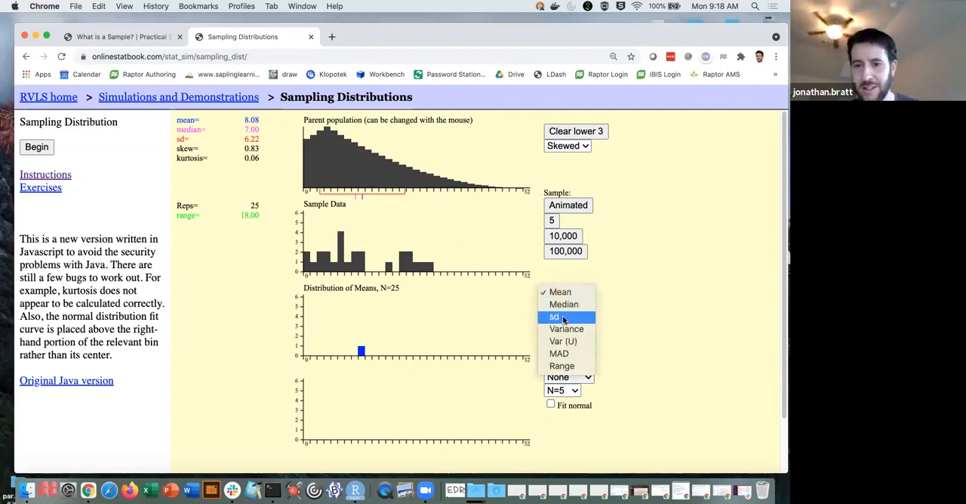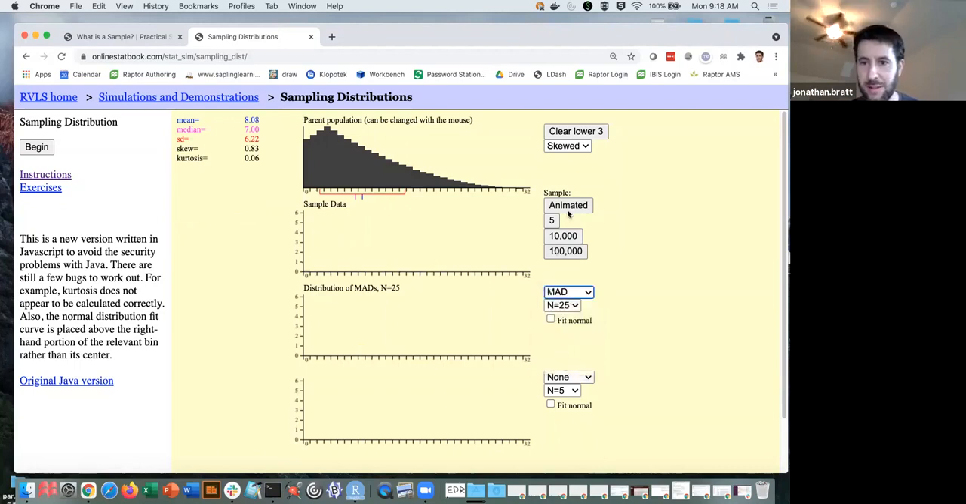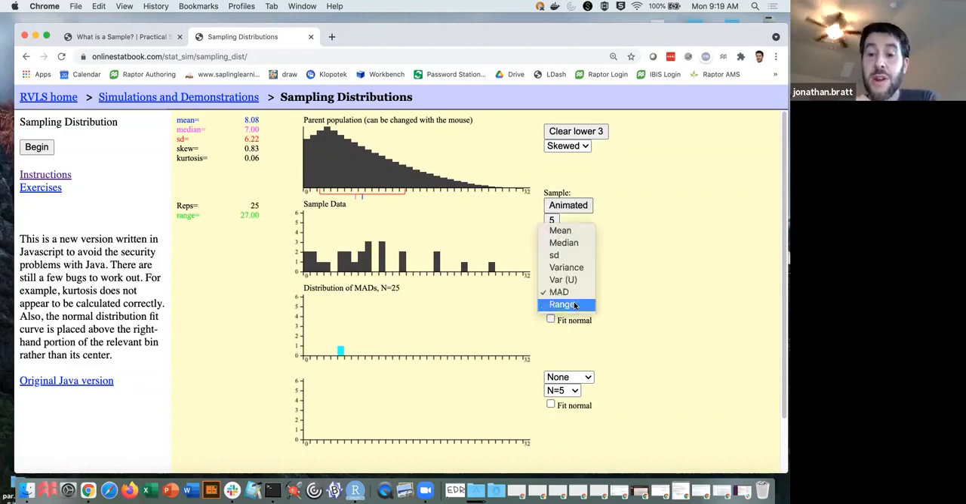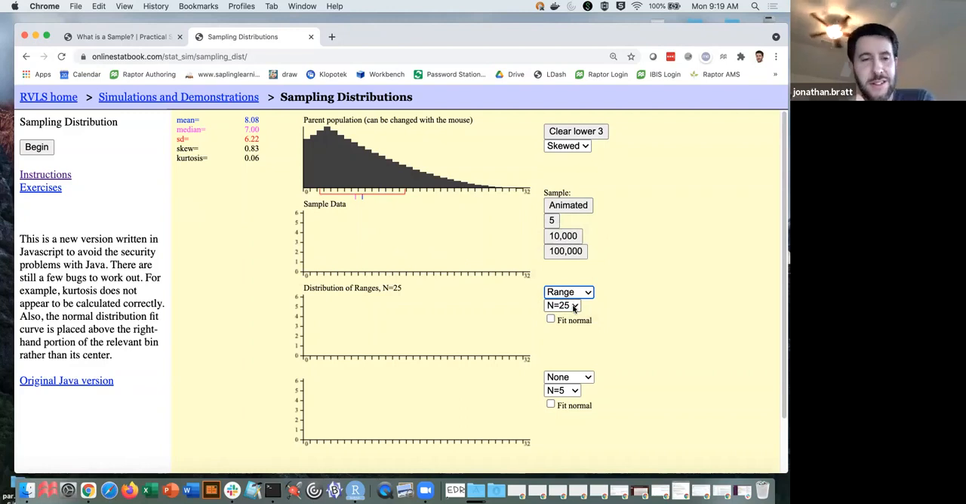I can calculate all kinds of things. I can calculate the MAD. I want to know the MAD for the population, but I can't, so I have to draw a sample and calculate the MAD on the sample. One more metric, I could calculate the range. This is a particularly dangerous metric to calculate. I draw a sample and calculate the range from my sample. You can see generally the range of my sample is going to be less than the range of the population.